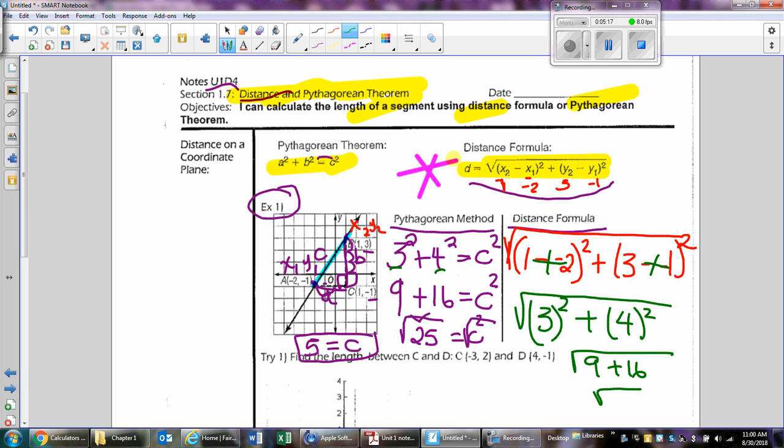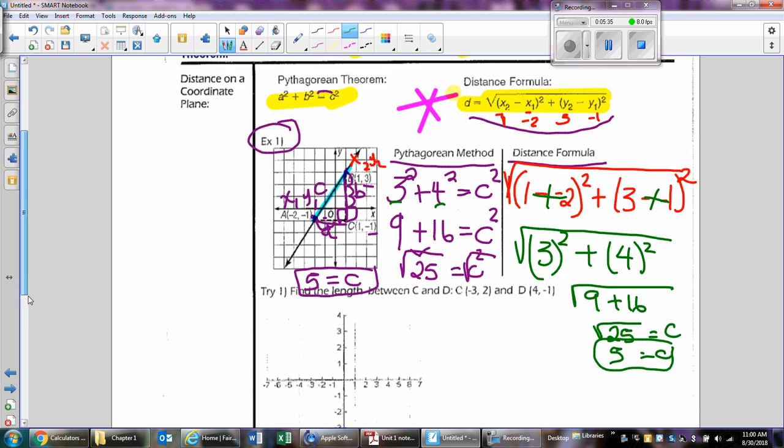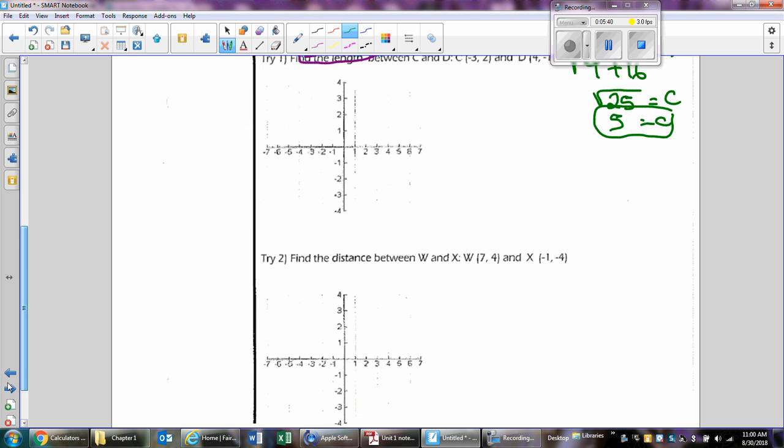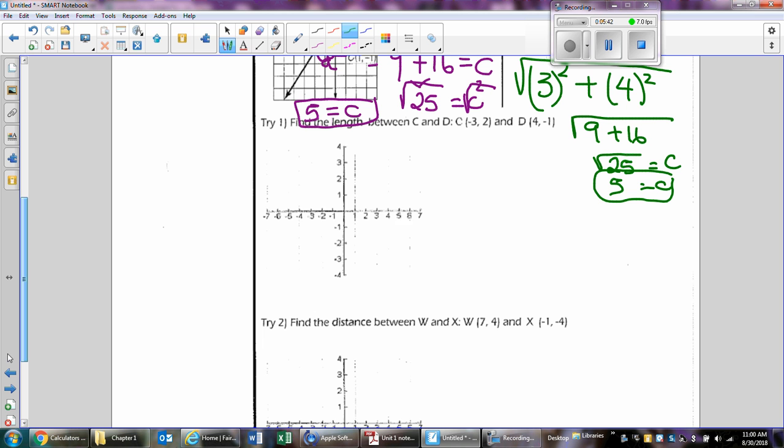And you can see 25 is equal to C squared, which is 5 is C, right? So both ways will get you to the right answer. So you decide which method you want to do. So as we go, if the number is small enough that I can graph it, I'd rather do Pythagorean Theorem. So here, find the length between C and D is the first example.